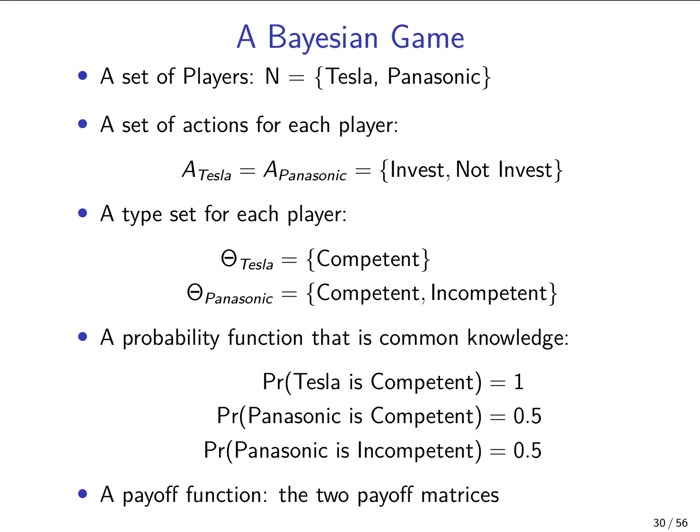Okay, so a Bayesian game, like any other game, has a set of players. In this case, it's just Tesla and Panasonic. Sometimes we use i to denote a generic player, 1, 2, and here we only have 2, or i is equal to Tesla, and then i is equal to Panasonic.